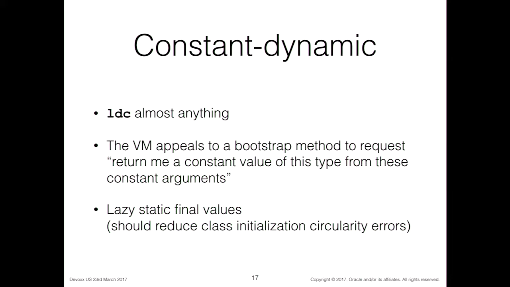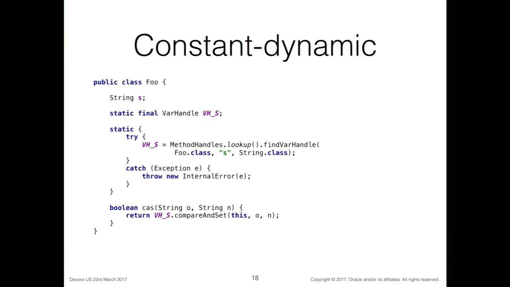It's initialized when you actually need it, not up front when you do class initialization. So here's an example. This is how you'd write an efficient VarHandle mechanism today. You would have a static final. You would initialize it in a static initializer, and then you'd use it later on, say like compare and set in a method like this.